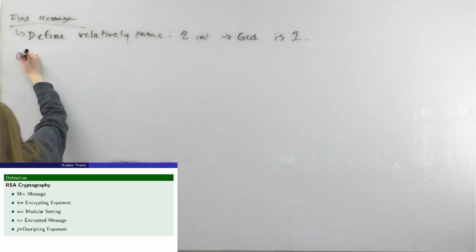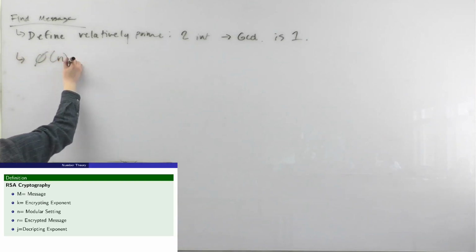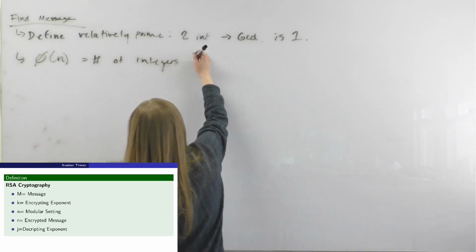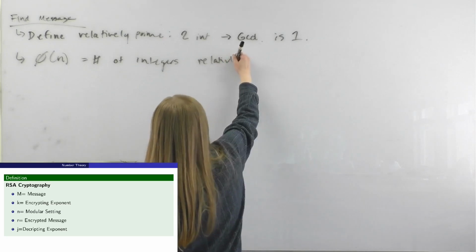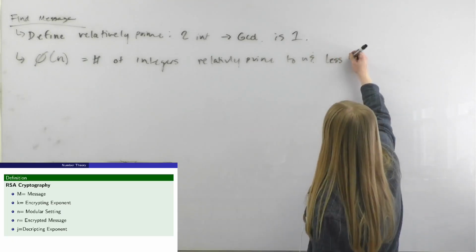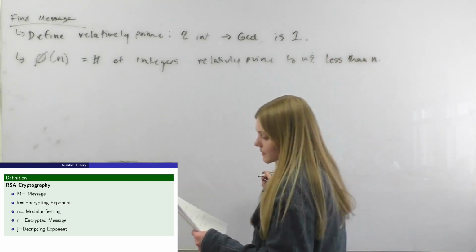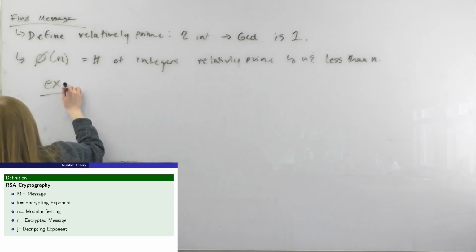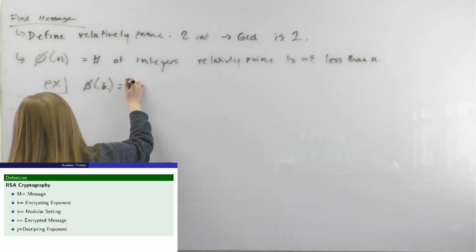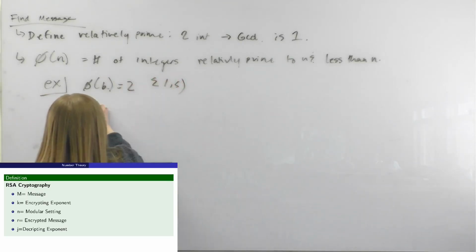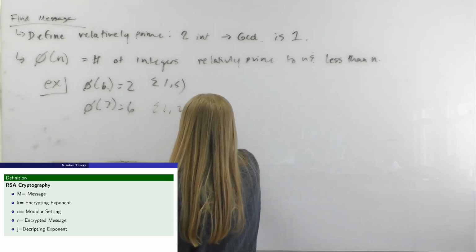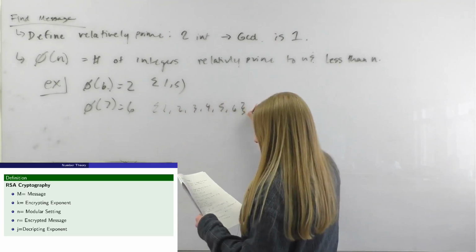Okay. Phi of n is the number of integers relatively prime to n and less than n. Okay, so for example, phi of 6 is 2 because we have 1 and 5. Phi of 7 is 6 because we have 1, 2, 3, 4, 5, and 6.